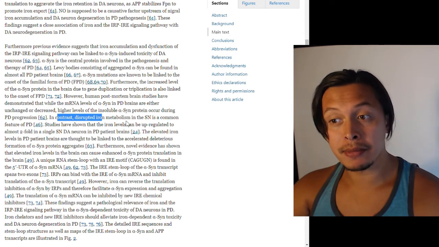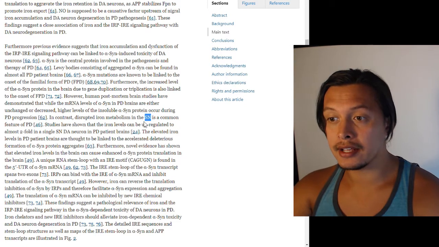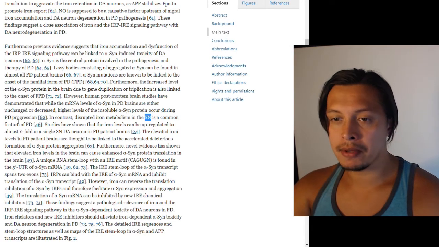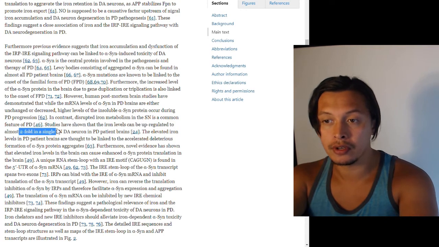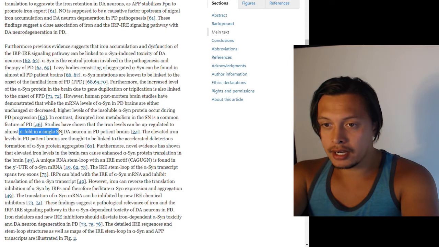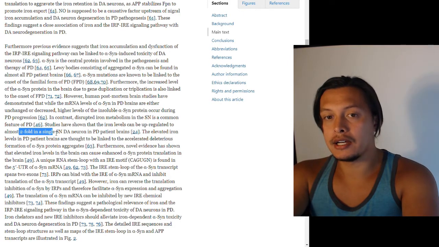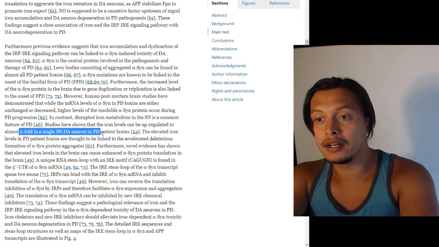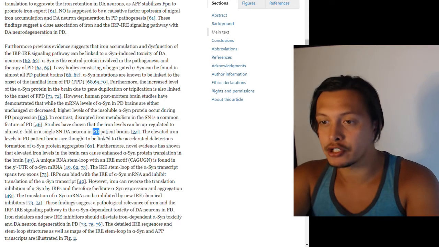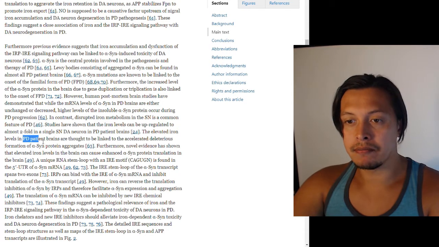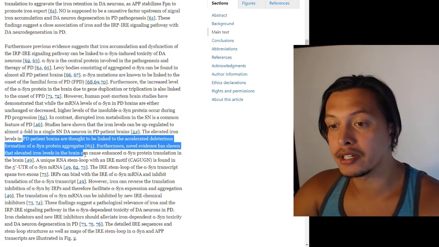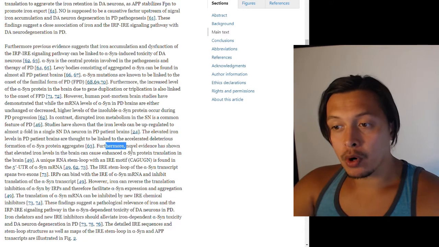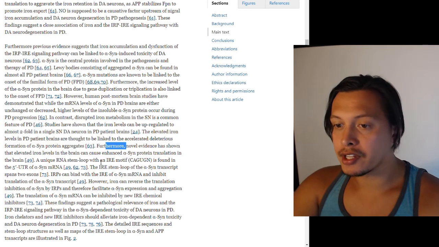In contrast, disrupted iron metabolism in the SN, the substantia nigra, is a common feature of Parkinson's disease, and studies have shown that iron levels can be upregulated to almost twofold in a single substantia nigra dopaminergic neuron in Parkinson's disease patient brains. The elevated iron levels in PD patient brains are thought to be linked to the accelerated deleterious formation of alpha-synuclein protein aggregates. Furthermore, novel evidence has shown that elevated iron levels in the brain can cause enhanced alpha-synuclein protein translation in the brain.